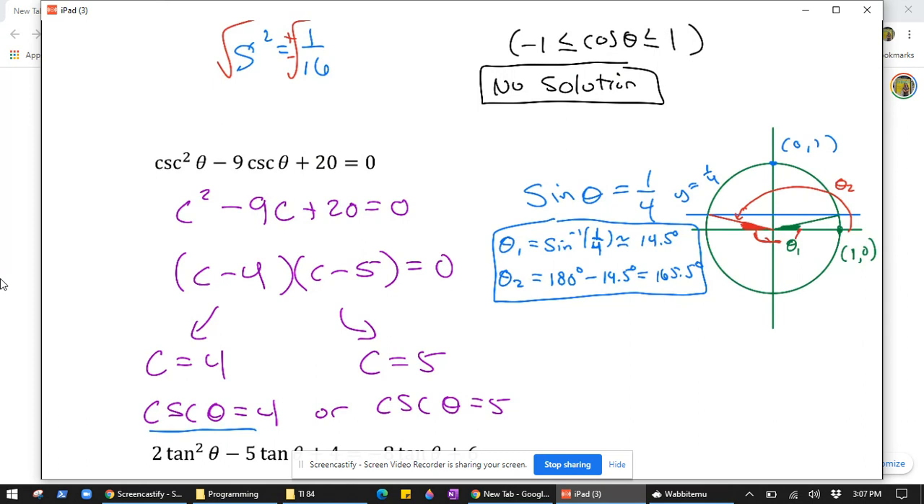Our second set of answers, or our second family of answers, is going to have to come from, let's use pink here, this equation. So its reciprocal there is sine of theta again. So we're looking at sine of theta equals a fifth.